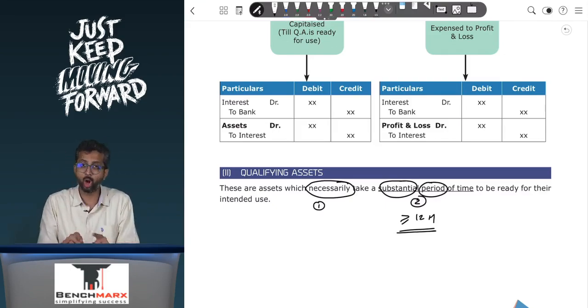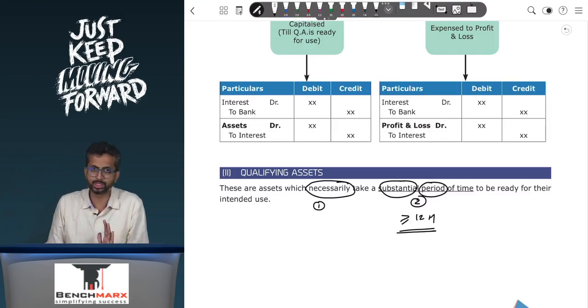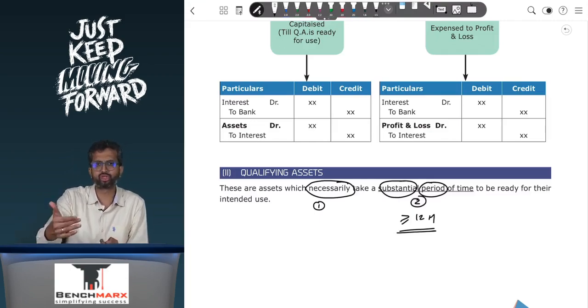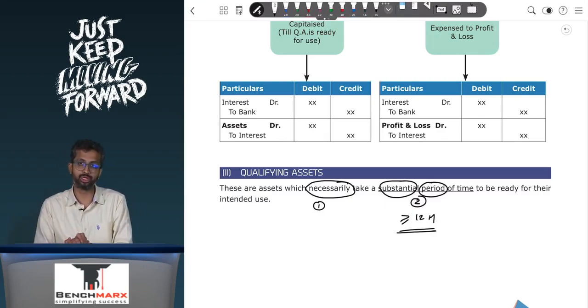So is this house a qualifying asset? The answer is no, because you are acquiring an asset which is already ready for use. So those assets which are under construction and which will take, let us say, a substantial period of time, currently we can say more than or equal to 12 months, can be taken as qualifying assets.